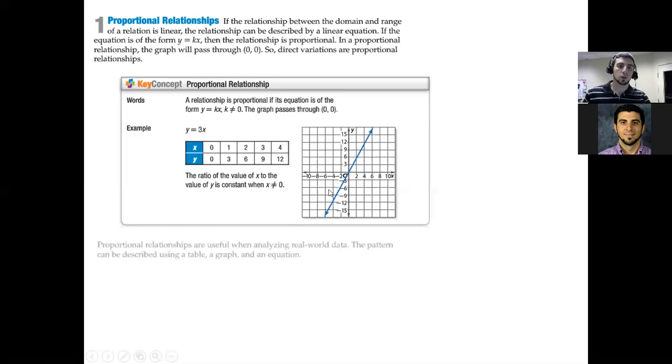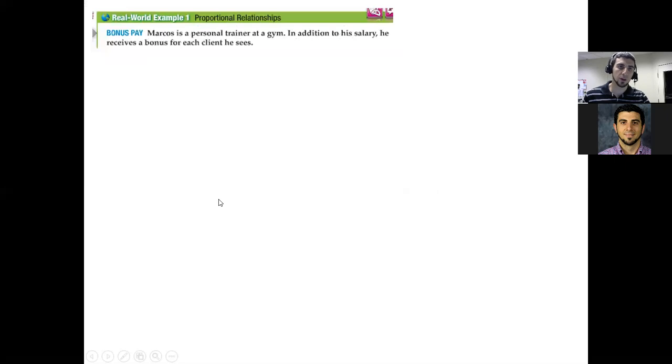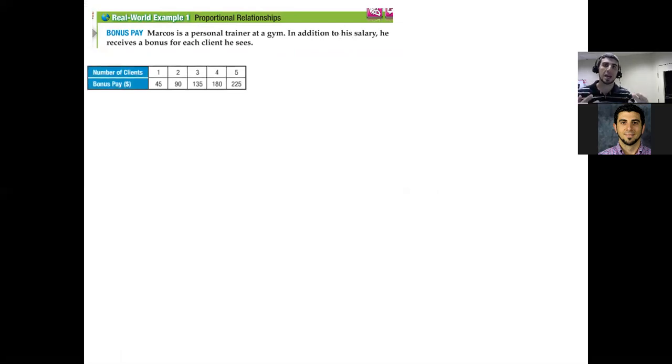Okie doke. So proportional relationships are useful when analyzing real-world data. The pattern can be described using a table, a graph, and an equation. So let's look at an example of this guy's bonus pay. Marco is a personal trainer at the gym. In addition to his salary, he receives a bonus for each client he sees. So let's look at the table of data for just the bonuses he gets. For the first client, he gets $45. For the second, he gets 90, 3 is 135, 4 is 180, 5 is 225.